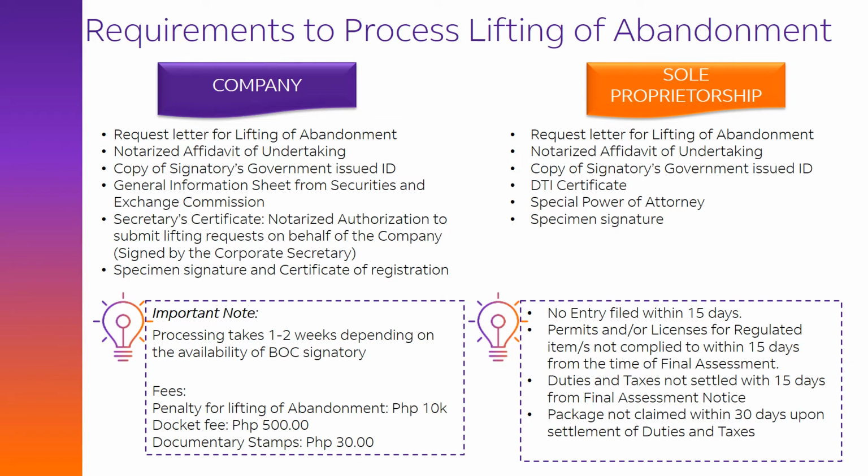Now let's talk about the requirements for company. Request letter for lifting of abandonment, notarized affidavit of undertaking, copy of signatory's government issued ID, general information sheet from Securities and Exchange Commission, secretary's certificate, notarized authorization to submit lifting requests on behalf of the company, specimen signature, and certificate of registration.